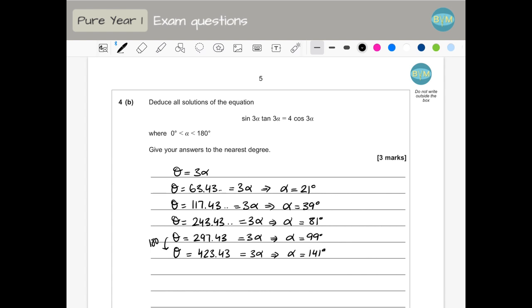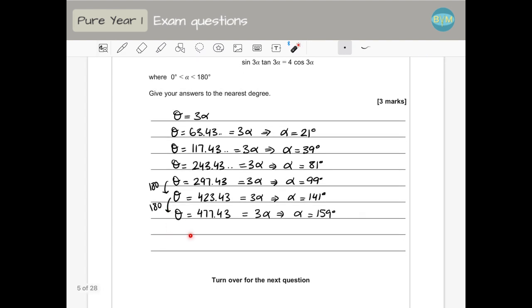141. And if I do the same again, I get 477.43, which again is in my interval. If I do it again, this one is not going to be in my interval. It's above 180. So I'm going to stop here. So these are my answers for alpha. And remember to use the numbers without rounding, or at least a couple of decimals, because then you're going to round to the nearest degree again. And that's all with this question.